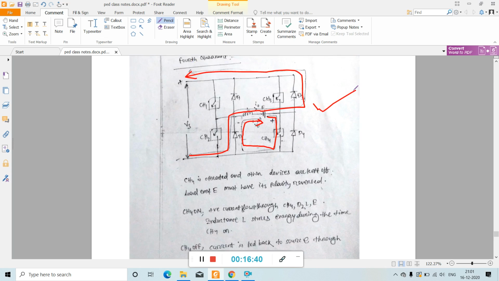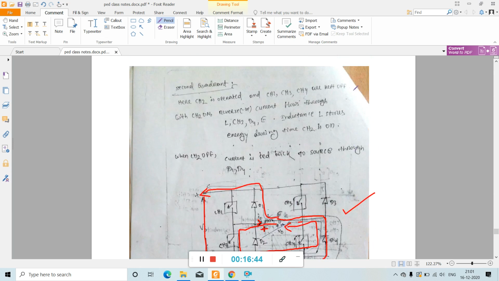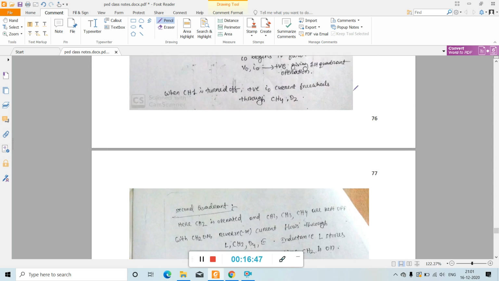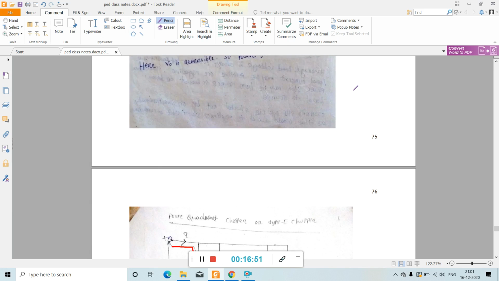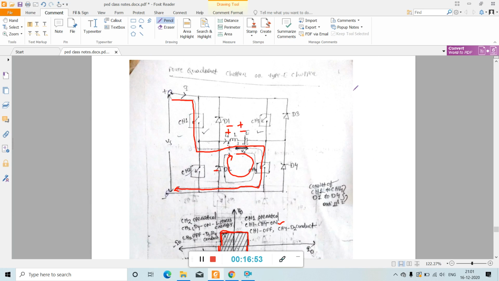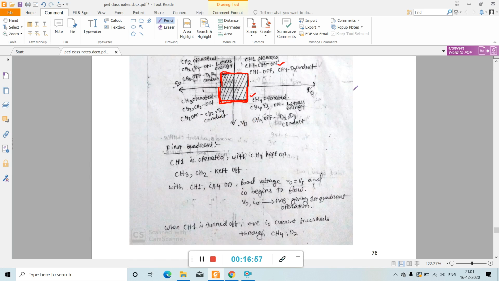So go through these notes and maintain your notes in your notebook, starting from this, by following this.